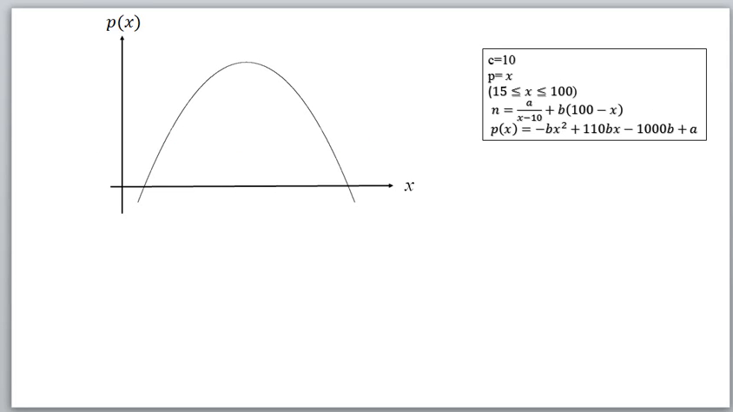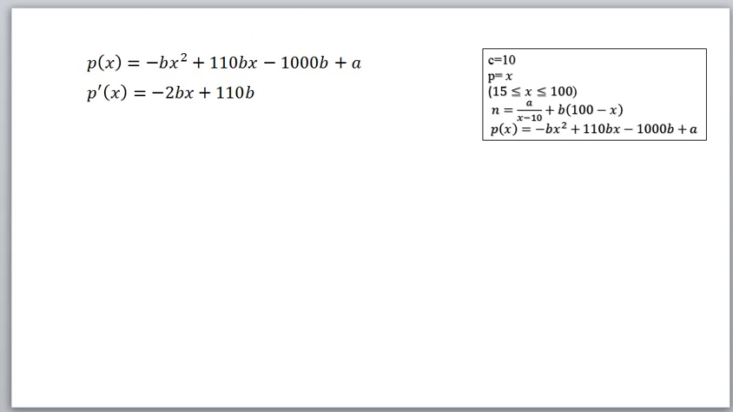If you were to plot this graph, it would turn out like this, an N shape, as the number in front of the x squared is negative. As we are trying to find the maximum profit, our answer lies at the top of this N-shaped curve. This is the greatest value of P of X. Also, as you can see, this value is between 15 and 100, hence it is credible. In order to figure out the maximum profit, we must differentiate our equation. P of X equals minus bx squared plus 110bx minus 1000b plus a.